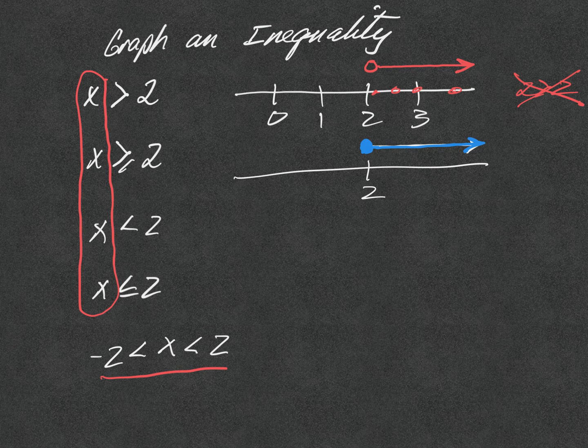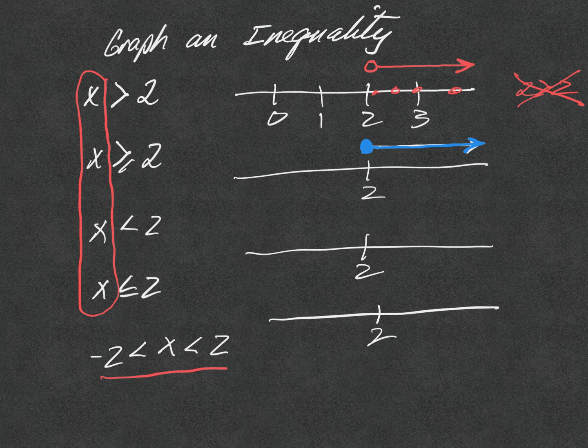Now, then we do this as less than 2 and less than or equal to 2. All right. So less than 2, we'll have an open circle at 2. It's not equal to 2, but less than is all the numbers to the left.